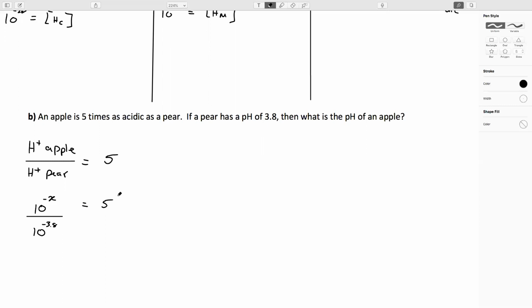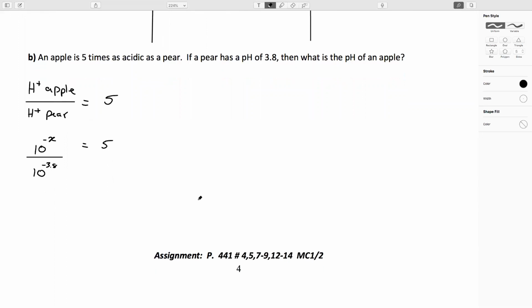Okay. At this point, we have a couple of ways we could do this. We could start by joining these exponents together, but that might not be the easiest way of doing it. What I'm going to do is multiply 5 times 10 to the minus 3.8. So I'm just multiplying my denominator. 10 to the minus x equals 5 times 10 to the minus 3.8.